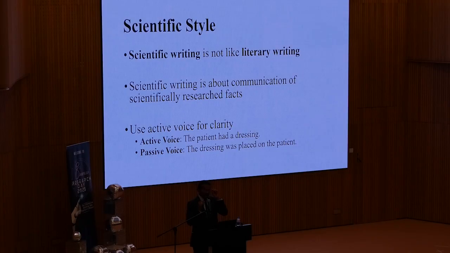And I always say it's not literary writing. Literary writing is reading a novel. Scientific writing is about facts and data. So you really need to write it properly. One of the most important parts is to learn how to write it in an active style. Many of us are very passive in the way we write. Active style, I've given you 2 simple examples. The patient had a dressing versus the dressing was placed on the patient. Same thing, isn't it? Which one is better? The first one. This is what it means, active style.